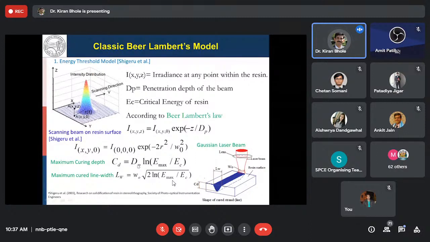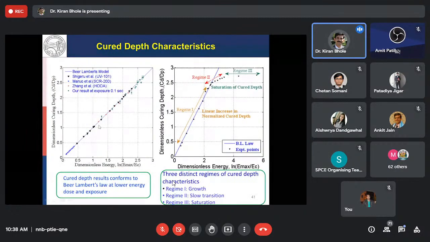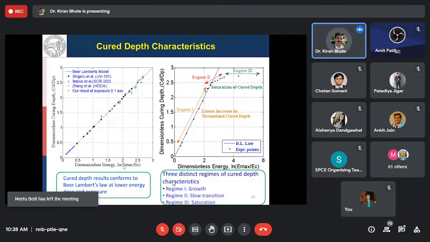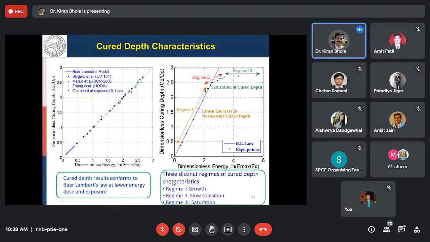The CD divided by dp is a dimensionless cure depth, and log of Emax over EC is the dimensionless energy. This Beer-Lambert's law is plotted by different researchers, and it is seen that typically up to a certain energy exposure, the Beer-Lambert's law is applicable. You can see the Beer-Lambert's law line on the CD over dp against log of Emax over EC graph is a straight line at 45 degrees, with photopolymers such as UV101, SCR200, SDD, and so on, and at energy exposure of 0.1 second, it obeys this Beer-Lambert's law.